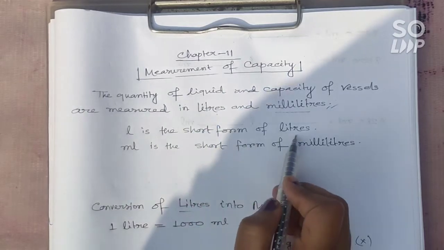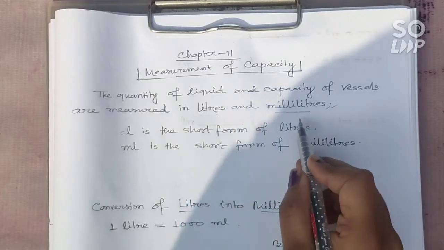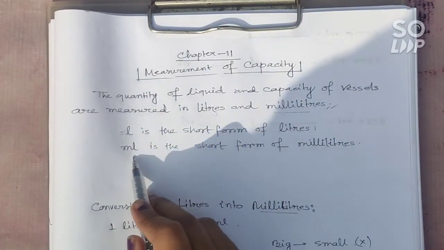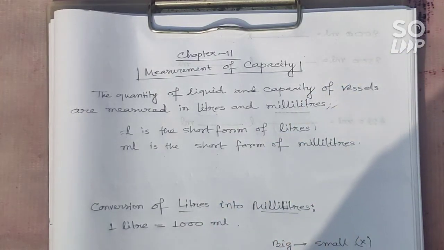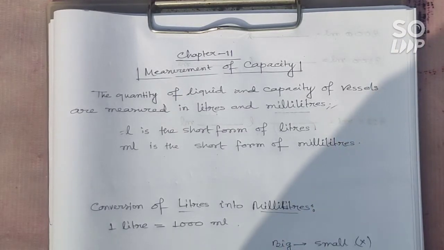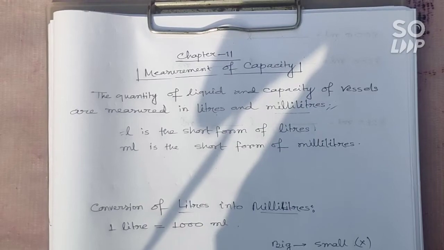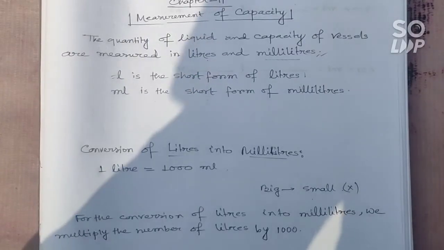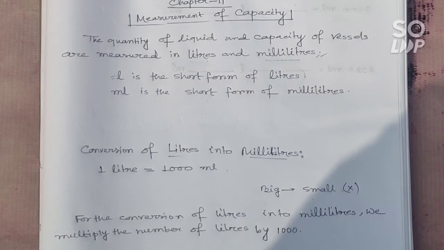L is the short form of liters, so we can use this letter L for this unit, liters, and ml is the short form of milliliters. Okay? So for measuring the smaller capacity, we need to use this unit, milliliter. And for measuring the bigger capacity, we need to use liter or kiloliter, these units.